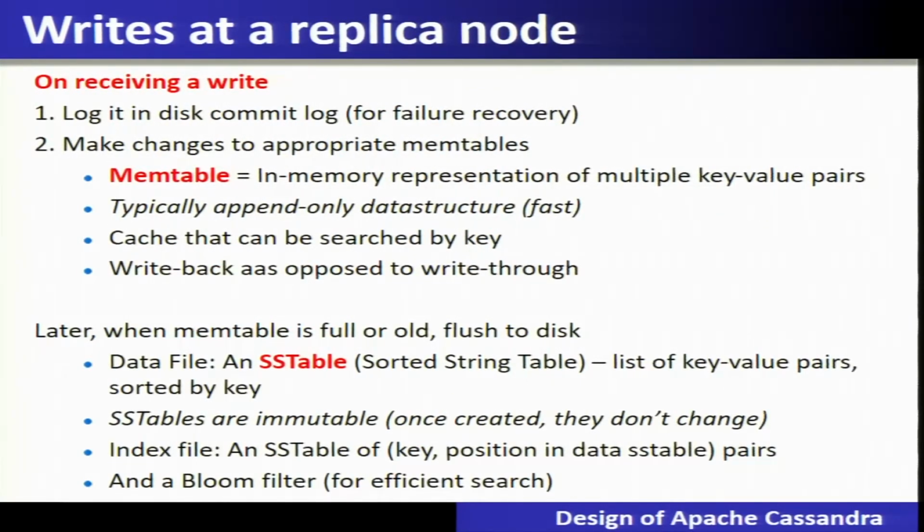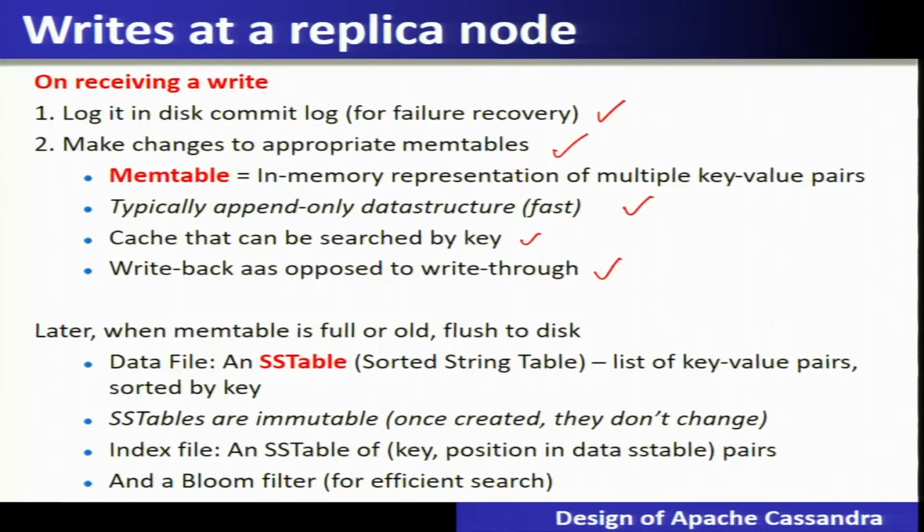Write at the replica node: on receiving the write, it logs it to the disk commit log for failure recovery, and makes the changes in the appropriate memory table called the memtable. This is an in-memory representation of multiple key-value pairs, typically an append-only data structure that is very fast and supports fast write operations. Similarly, there is a cache that can be searched by the key, and it is write-back as opposed to write-through. These are some of the important implementation details which Cassandra uses to make this very fast.